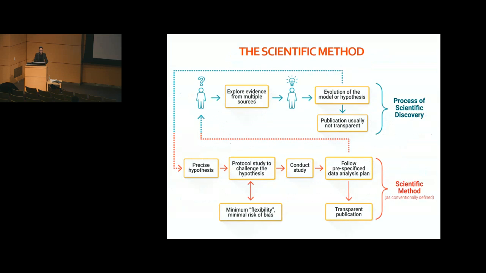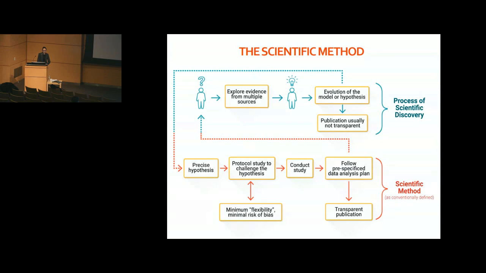So coming back to this diagram, which is very telling, actually, the preclinical process of scientific discovery was mostly captured by this panel here, where we explore multiple sources, multiple hypotheses. We are changing our hypotheses and models as we go along, and we publish some of it because we cannot publish all of this evolution of hypotheses. And this is perfectly fine in the process of scientific discovery and creativity.